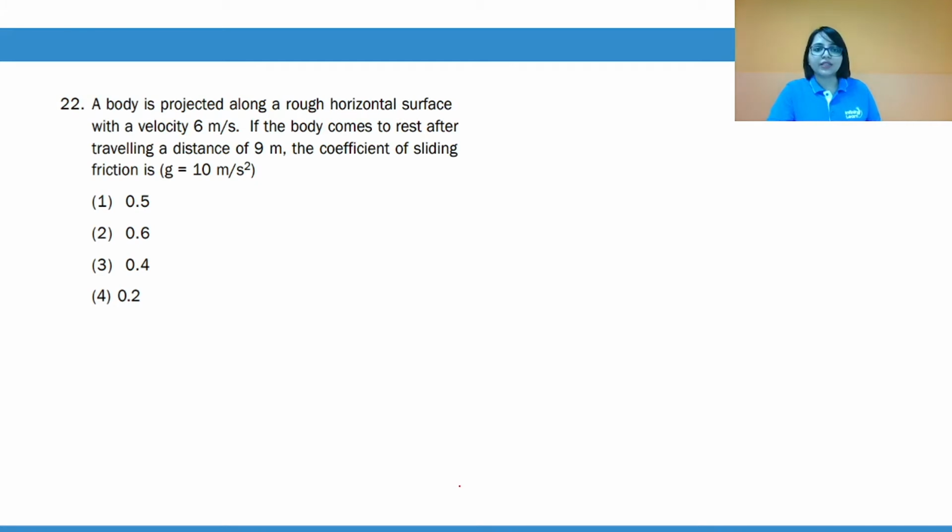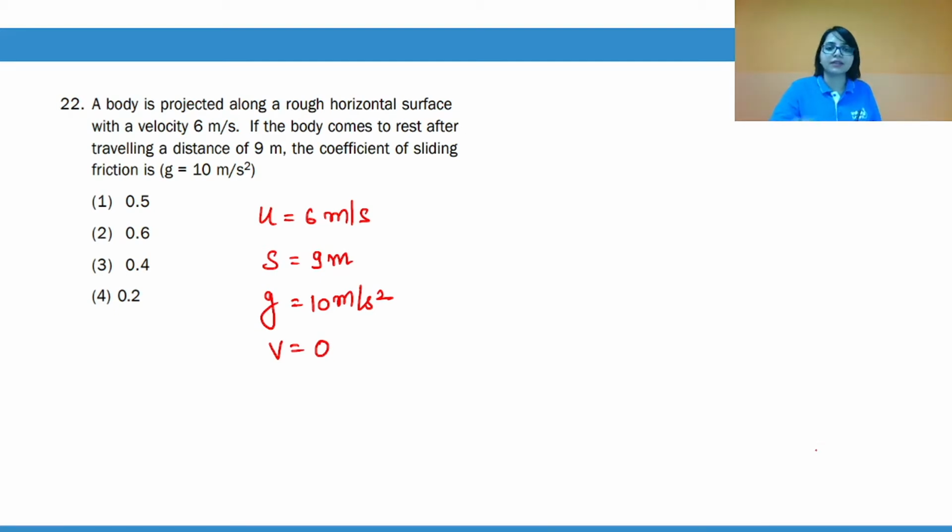Next is, a body is projected along a rough horizontal surface with velocity 6 meter per second. If the body comes to rest after traveling a distance of 9 meter, the coefficient of sliding friction is. So this body is coming to rest, right? That means final velocity is 0. So this body is experiencing retardation, right? So let's find the value of retardation first.